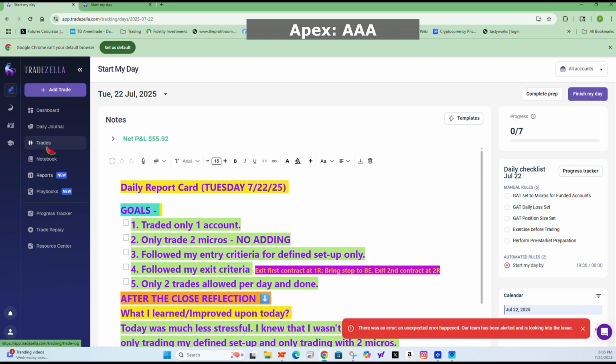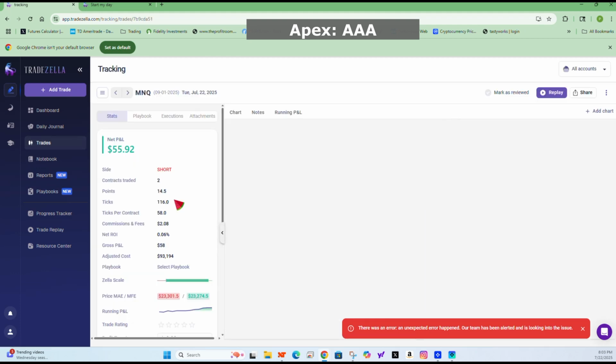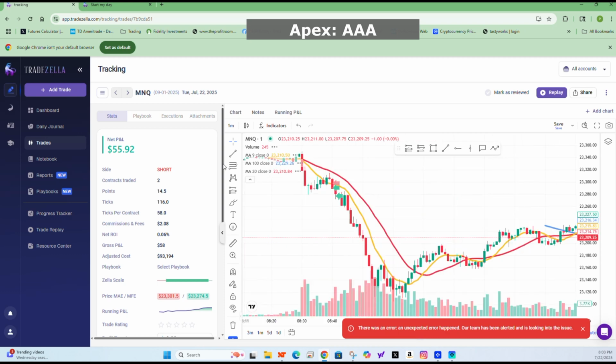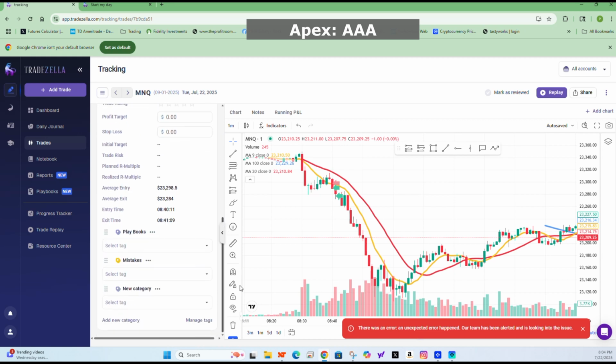Actually, first, let's go back to the trades and let's tag the trades. It's very important to tag your trades, and I go through this exercise because I want you all, whoever's watching, to get in the habit of doing that as well. There's more things I could fill out as well, but I haven't really gotten into filling this out because I feel like tagging my playbooks and my mistakes, those are the most important statistics for me right now.